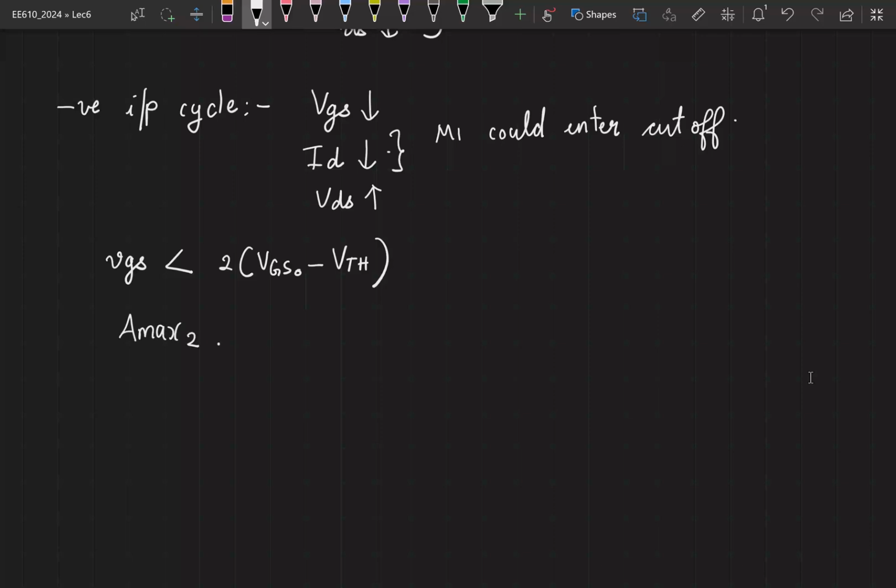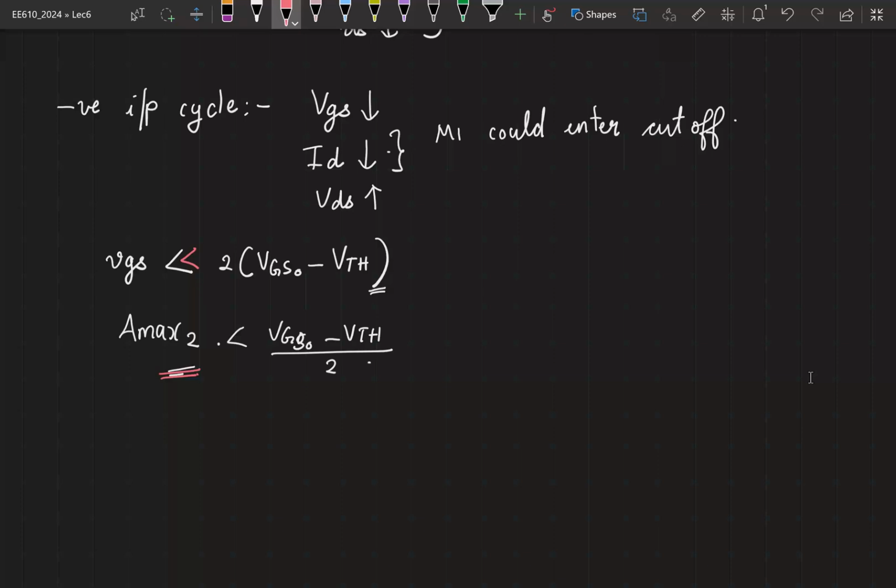Now, what is the limit that you got when you checked for cutoff region? What is the limit you got for Amax2? VGS0 minus VTH divided by 2, right? So you see that this limit is only 25% of this, right? And we wanted our small signal VGS to be much smaller than twice the overdrive voltage. 25% of a value is not much smaller than that limit. So theoretically, the assumption of small signal is not valid by the time you hit Amax2.